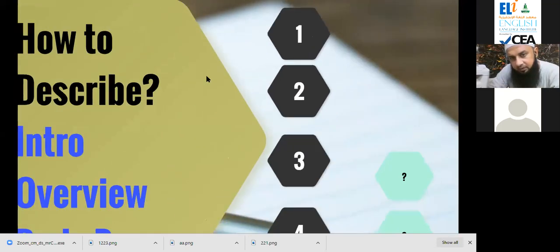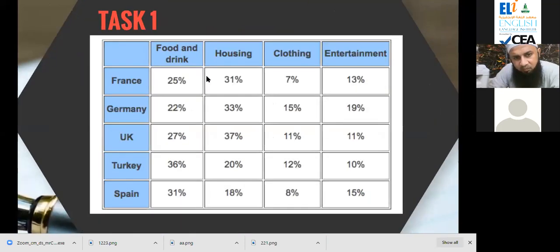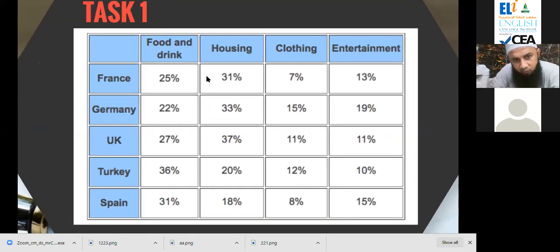Right? See, where is the biggest part? The first two. In all these countries, the biggest are food and drink and housing. That's the biggest, and the least is clothing. You could add it, followed by entertainment. You could add one more sentence: and the least is clothing, followed by entertainment, respectively.